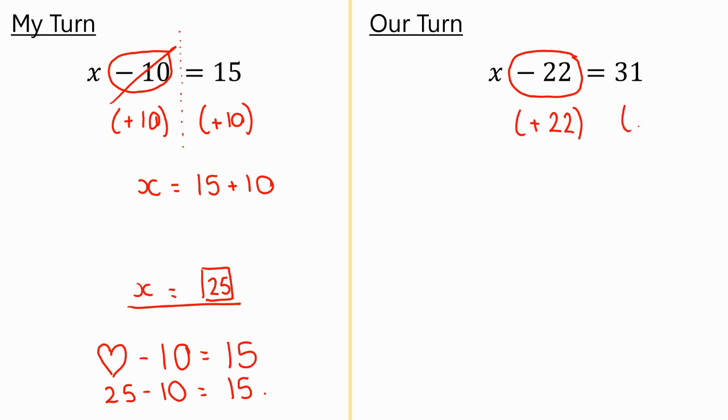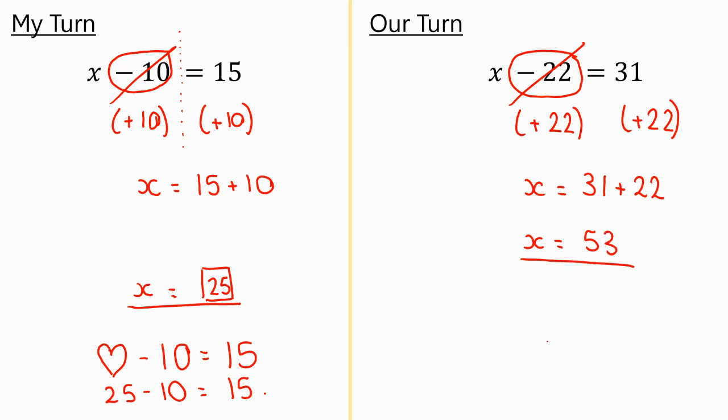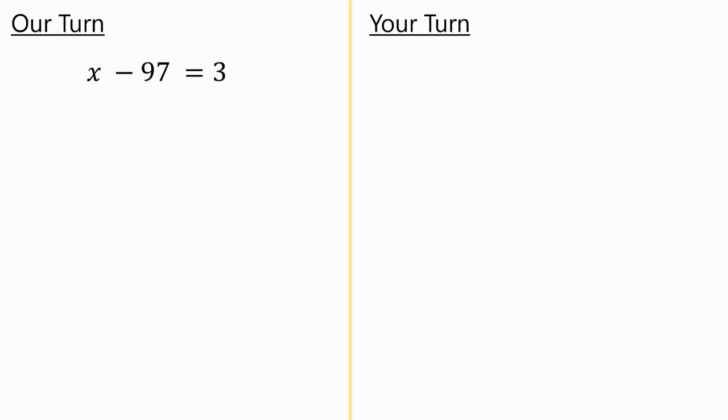And we have to do it to both sides. When I do that, that's gone. So I'm left with just my x. And on the right-hand side, I've got 31 add 22. To finish this, I just need to add what's on the right-hand side. So 31 add 22 is 53. And x is 53, and that's our final answer. Let's try one more together.